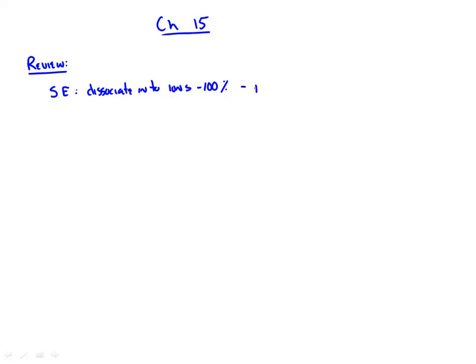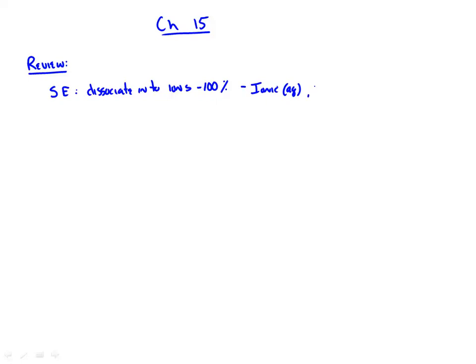Okay, so let's pick up in chapter 15 where we left off. We need to review just a bit because if you don't have this down, then what we're going to cover next is a lot harder to figure out. What do we know about strong electrolytes? Yeah, they dissociate into ions. And then what type of molecules are strong electrolytes? Ionic. Yeah, things that are ionic that say aqueous next to them on our charts.